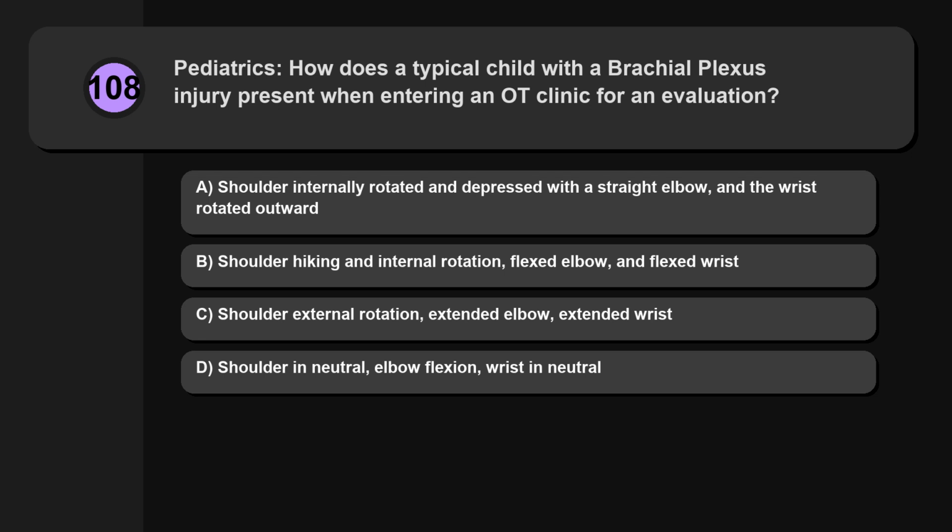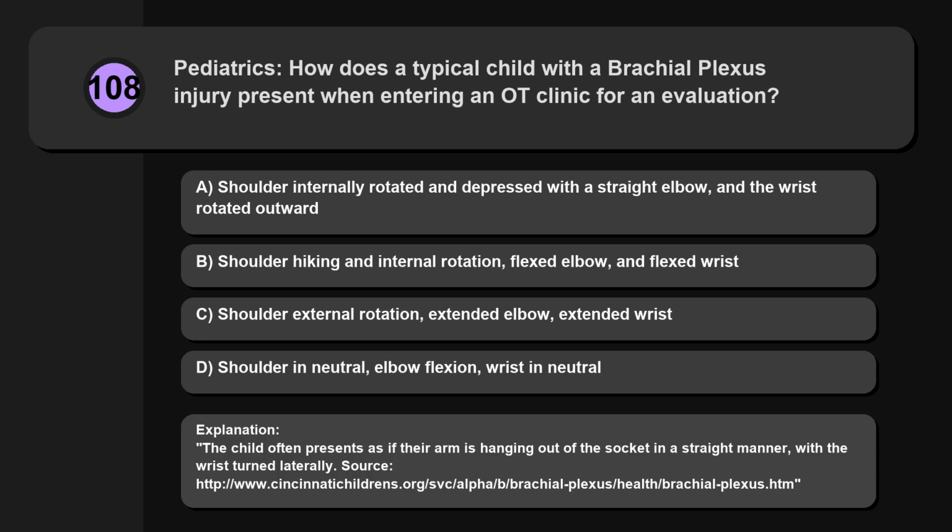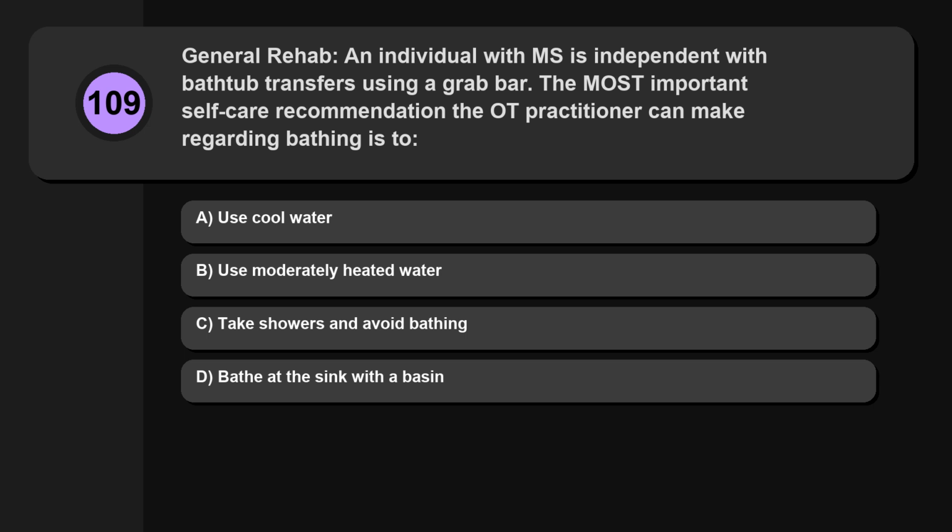The correct answer is option A. The child often presents as if their arm is hanging out of the socket in a straight manner, with the wrist turned laterally. Source: http://www.cincinnatichildrens.org/svc/alpha/b/brachial-plexus/health/brachial-plexus.hdm.